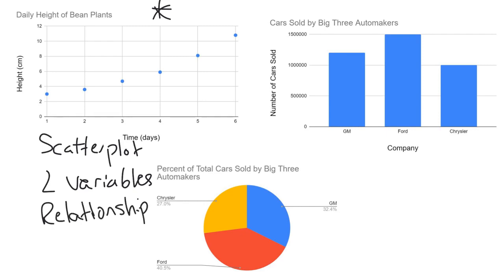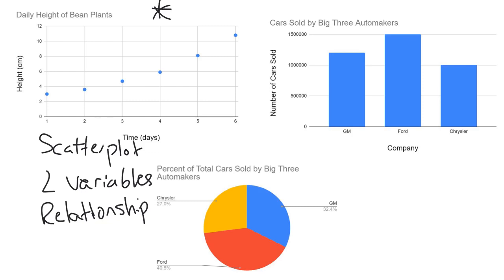So in this case, we're looking at the daily height of bean plants, and we have time on the x-axis. The time is our independent variable. It's the one that changes, and the height is the dependent variable on the y-axis, and that's the one that is affected by the independent variable, right? So as time goes on, height is going to increase. The height doesn't affect what day it is. And so that's how we know the difference between the independent and the dependent variable. The independent variable will always be on the x-axis, dependent on the y-axis. And this is going to tell us the relationship between these two variables.